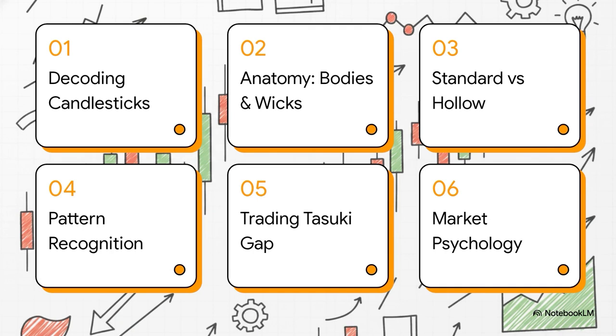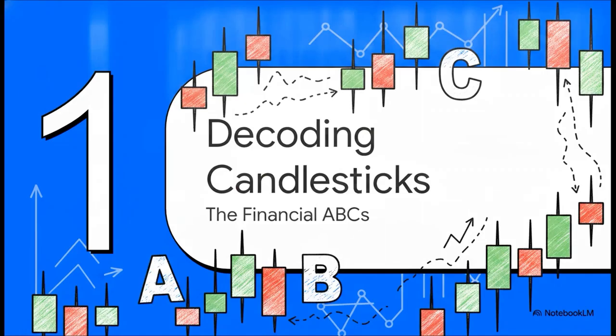We have a seriously packed agenda today, split roughly into 70% tutorials, 20% strategy, and 10% market psychology. We'll be hitting 1. Decoding the candlestick, 2. Anatomy, bodies and wicks, 3. Standard versus hollow candles, 4. Strategies for pattern recognition, 5. Trading the Tsuki gap, and finally, 6. The psychology of markets. Let's get right into it. Starting off with Section 1, Decoding the Candlestick.